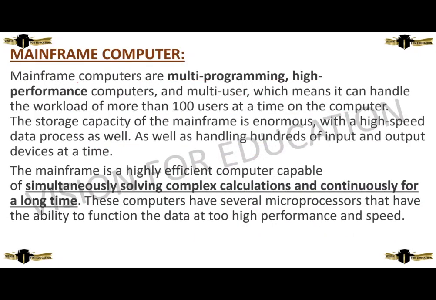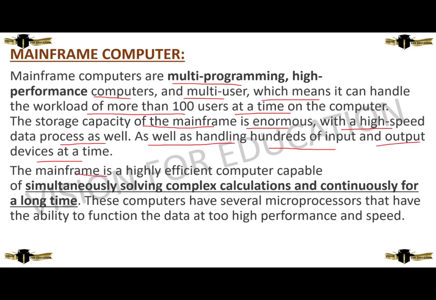The second type of computer is the mainframe computer. What is a mainframe computer? Mainframe computers are multi-programming, high-performance, and multi-user computers, which means they can handle the workload of more than 100 users at a time on the computer. The storage capacity of mainframe computers is enormous, with high speed and data processing, as well as handling hundreds of input and output devices at a time.